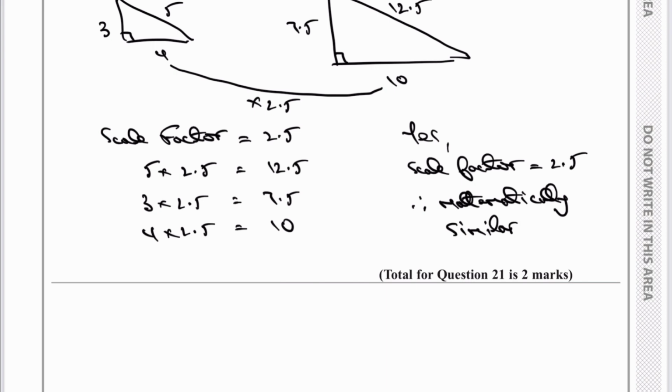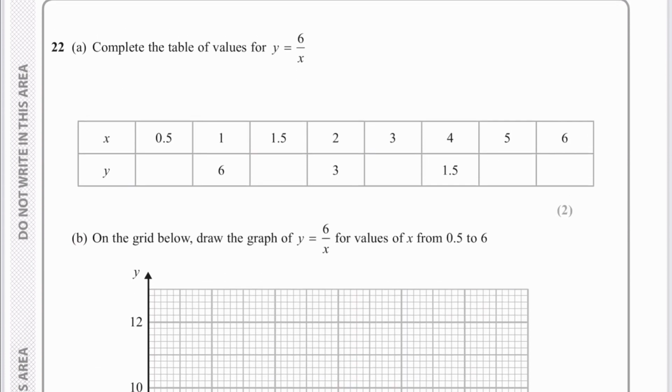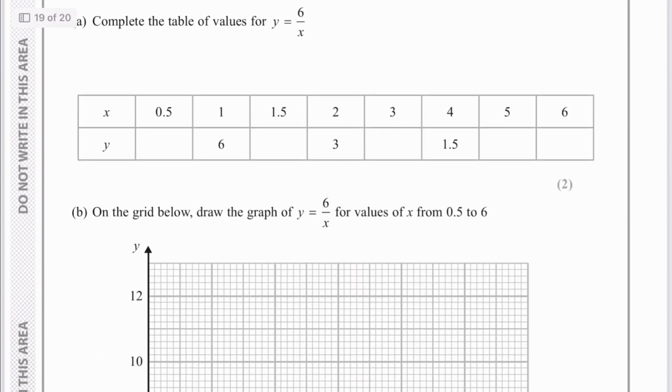Let's move on to the next question, which is just a simple graph question. Graphs are fairly straightforward. On the grid below, draw the graph of values from 0.5 to 6. Basically you just have to work them out. You've got the calculator, so you're taking the value of x, which the first one is going to be 0.5. How many 0.5s are there in 6? Well, there's actually 12 of them.